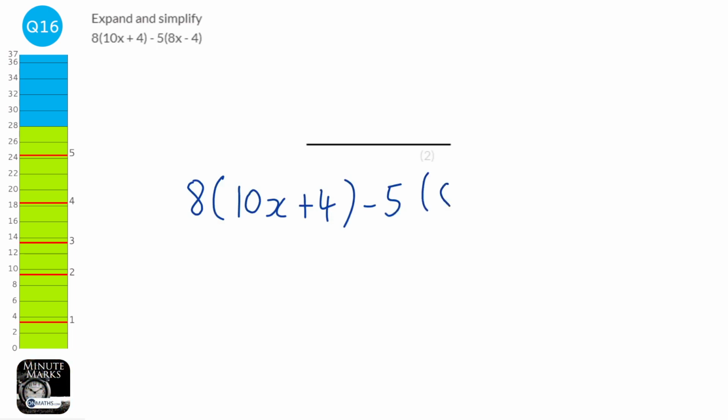I'm just going to write the question out so we've got a little bit bigger writing to play with here. And it doesn't actually matter which method you expand these brackets with.